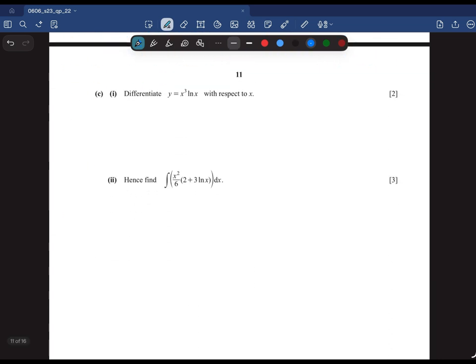There you go. Now differentiate this with respect to x. dy upon dx would be equal to, applying the product rule, v u prime plus u v prime. We get 3x squared ln x plus x squared.